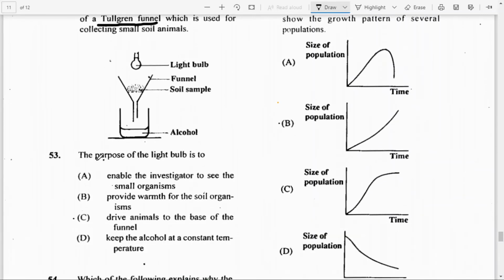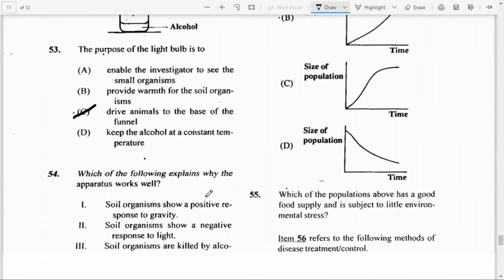Now, 53 asks for the purpose of the light bulb. The purpose of the light bulb is to drive the animals to the base of the funnel. That's C. Good? So remember that.